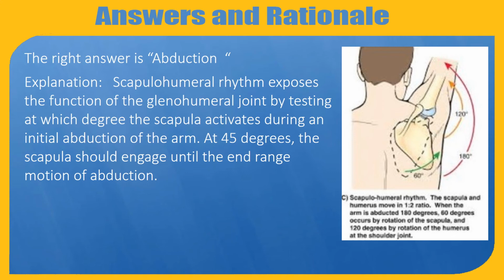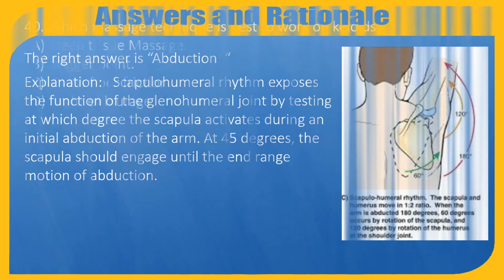Explanation: scapulohumeral rhythm exposes the function of the glenohumeral joint by testing at which degree the scapula activates during an initial abduction of the arm. At 45 degrees, the scapula should engage until the end range of motion of abduction.